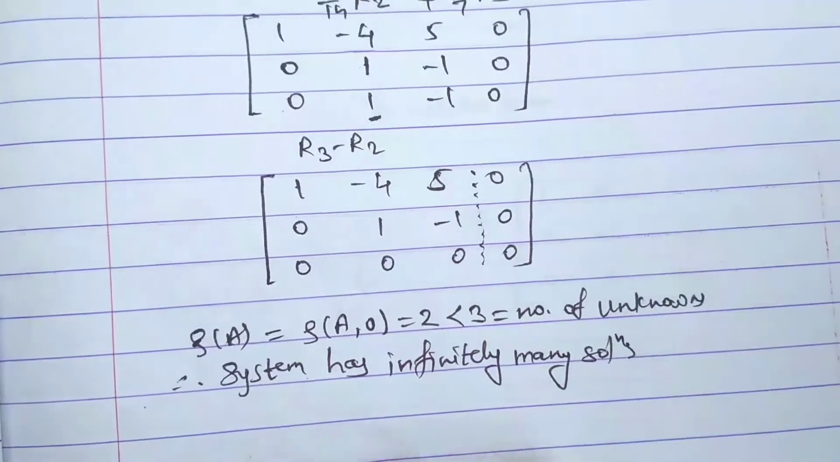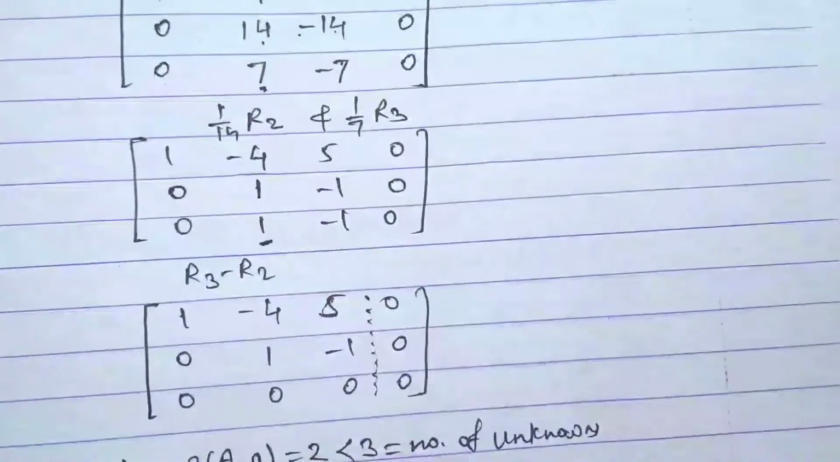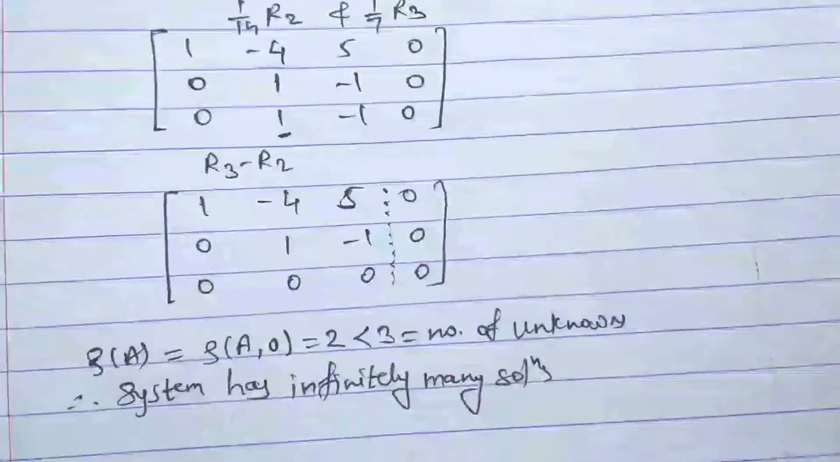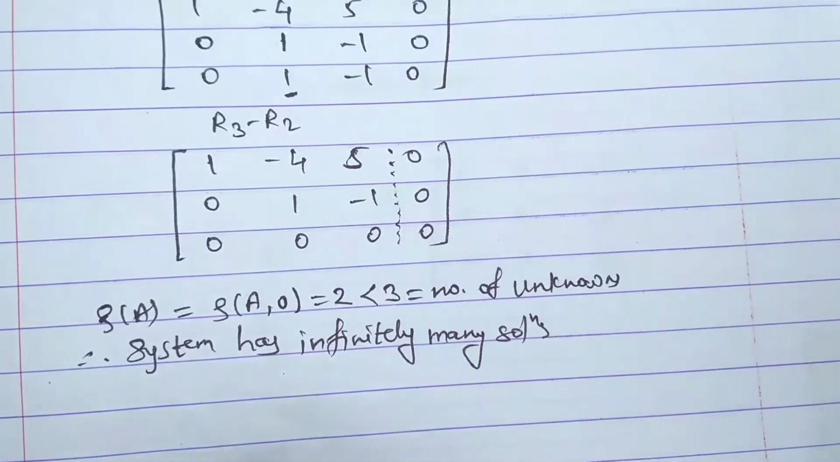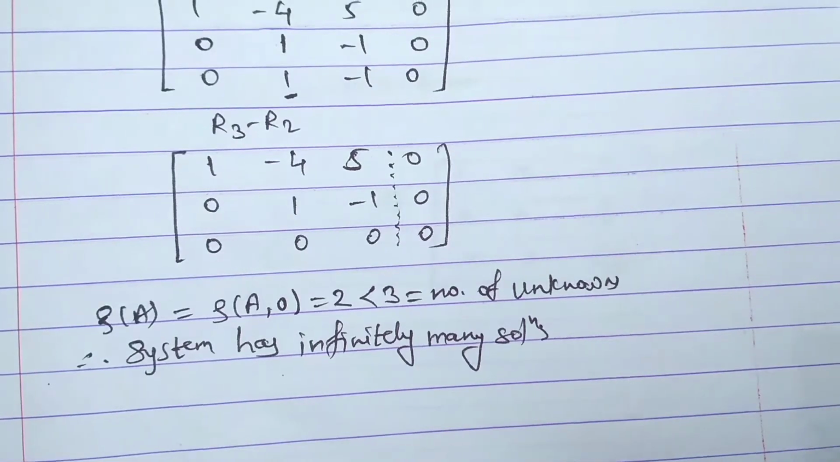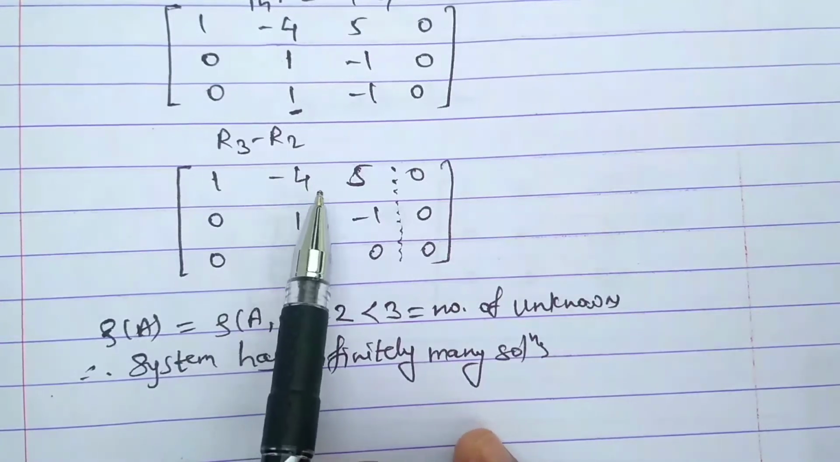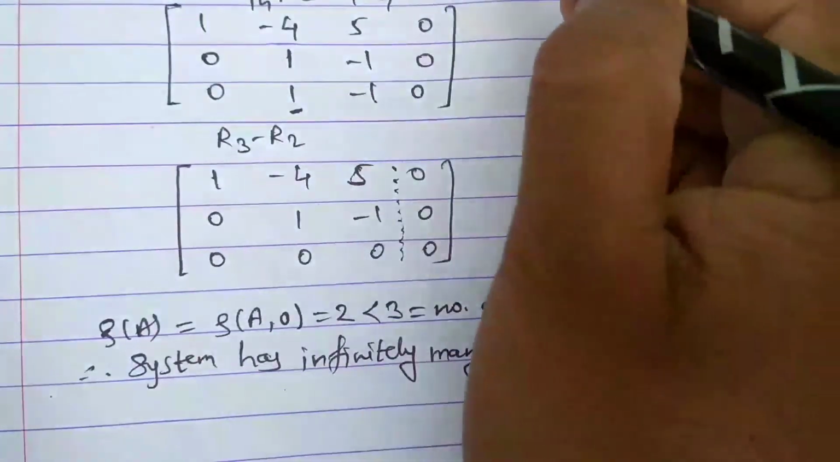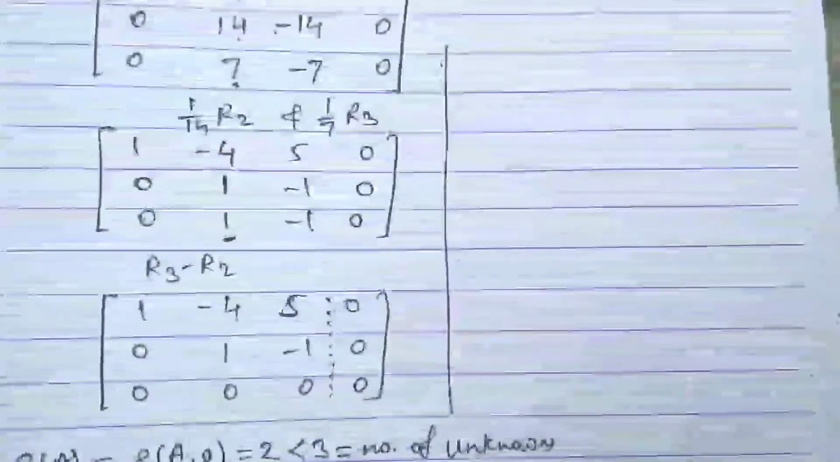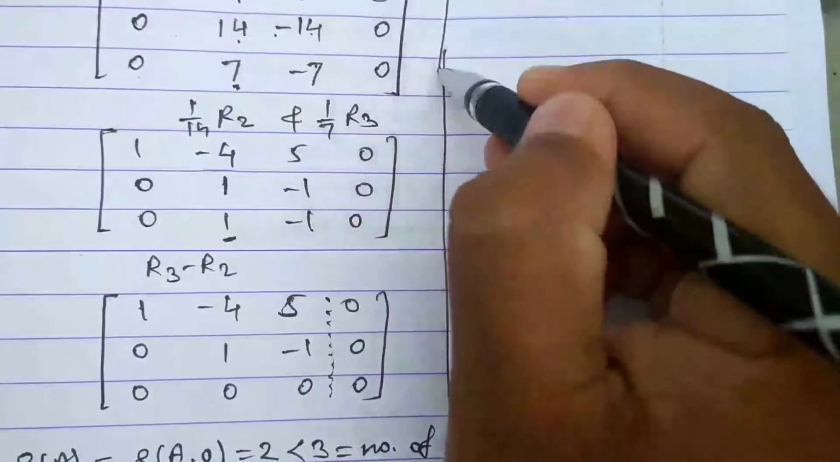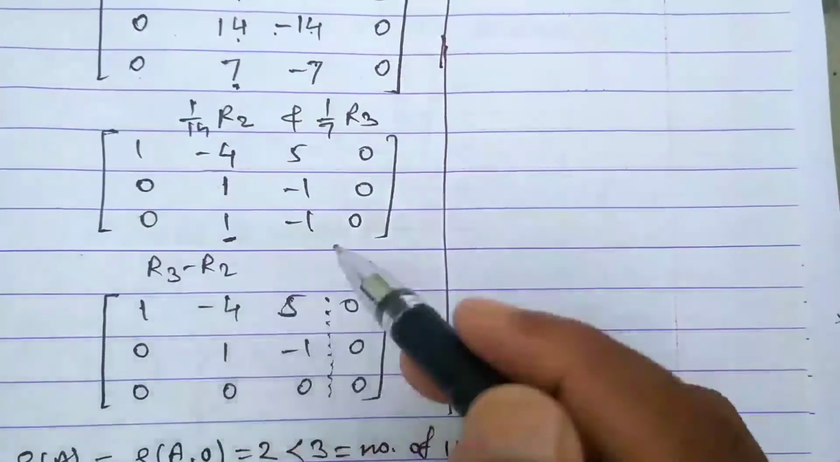And how to find these infinitely many solutions? If this system has a unique solution, then we can directly write that unique solution as x equals 0, y equals 0 and z equals 0. But whenever the system has infinitely many solutions, we have to solve by rewriting the equations from this last matrix.